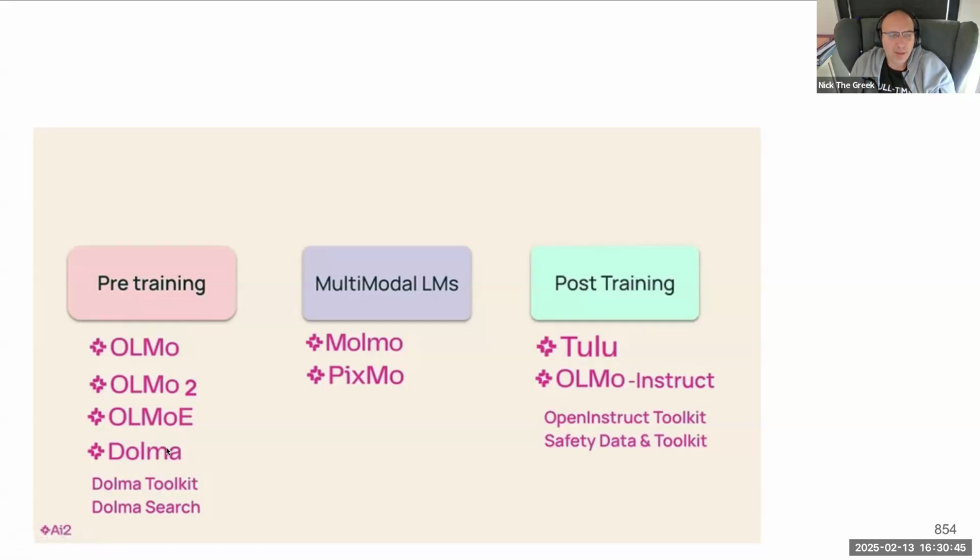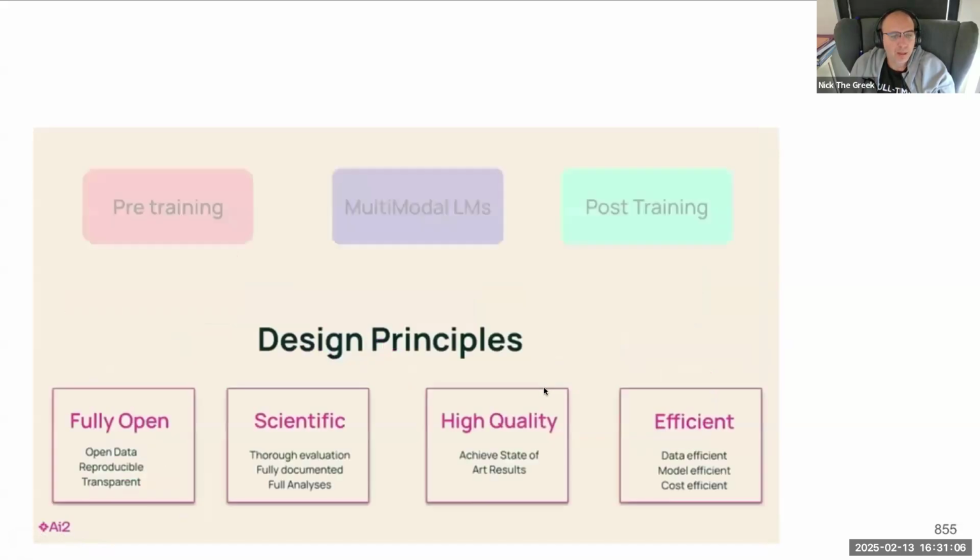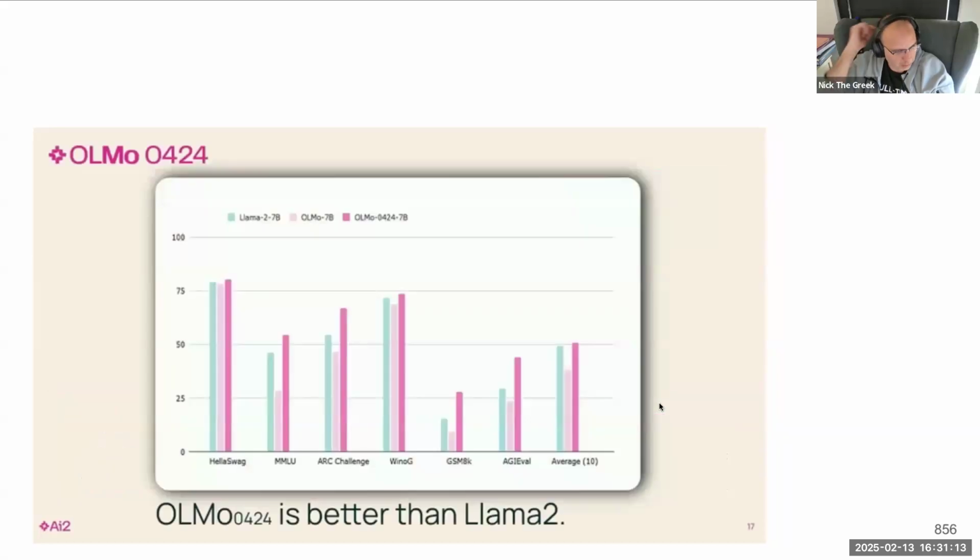And then they have the multimodal Molmo and Pixmo. Pixmo is the vision transformer, generative vision. Yes, I think it's a transformer. And then they give you a data set, Tulu and Olmo Instruct and the OpenInstruct toolkit. So they give you instructions on how to do the post-training. So you got everything. Design principles: fully open, scientific, high quality, and efficient. And the post-training is actually very useful and interesting.